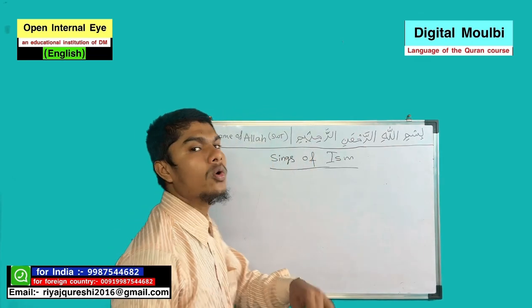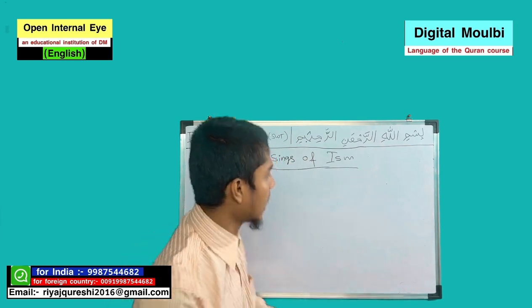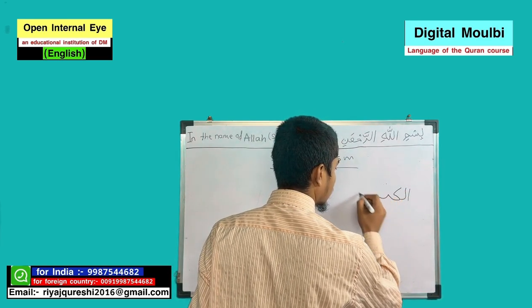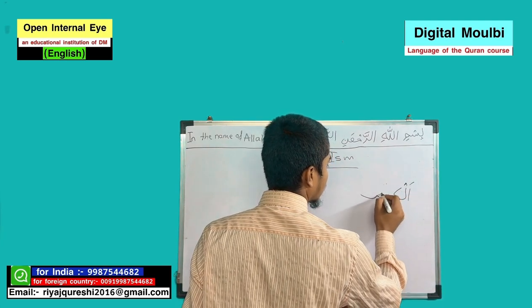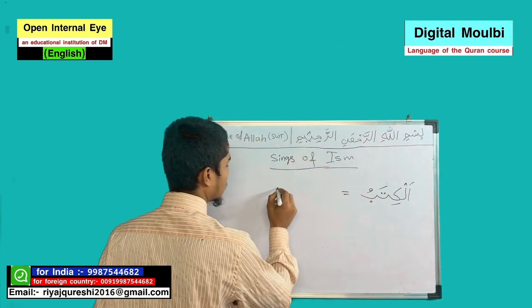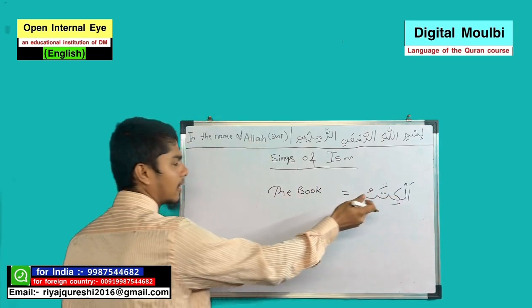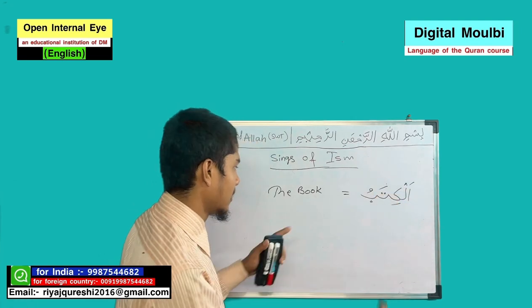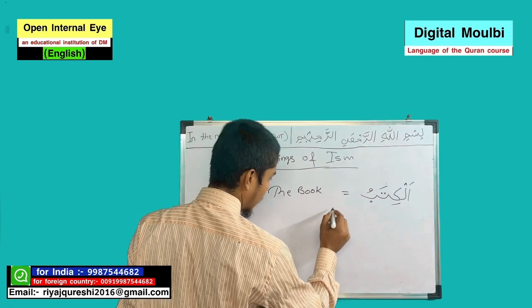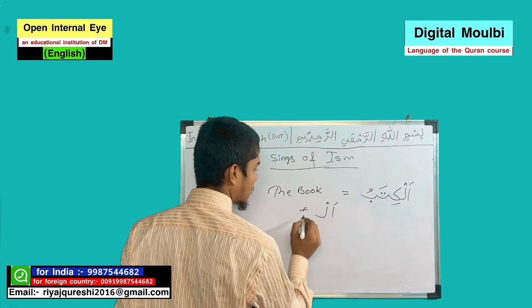How does the alif lam look when it comes in the beginning of the word? Like if I mention a word like al-kitabu, it means the book. If I break this word, that will help you understand it. This word has alif lam plus kitabun.